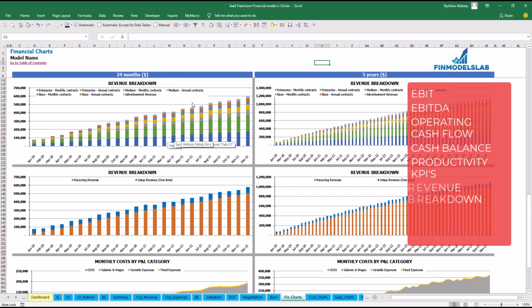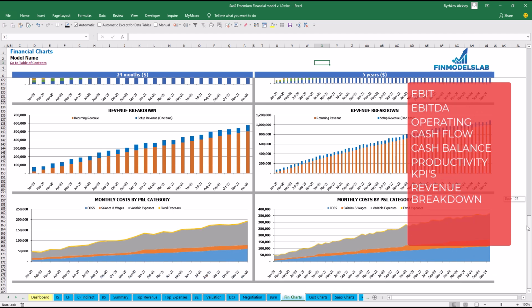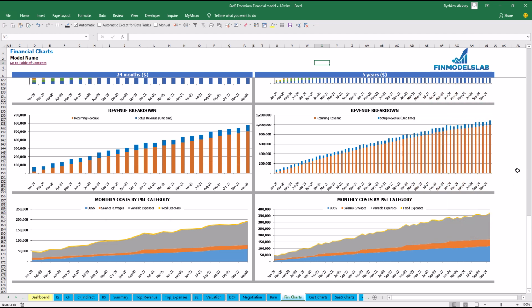The next chart will show you the revenue breakdown, which is breakdown of the revenue by 3 offerings and main payment cycles, which is annual and monthly, and additionally advertisement revenue. On the next set of charts you may see the revenue breakdown by recurring revenue and one-time revenue, which is setup revenue. And on the final set of charts on this tab you may see the monthly costs by P&L categories, which includes cost of services sold, salaries and wages, variable expenses and fixed expenses.